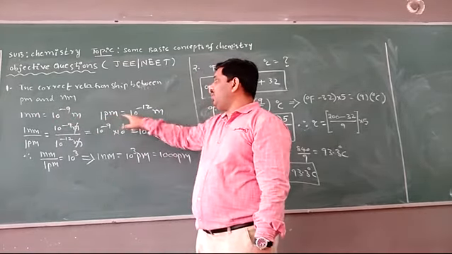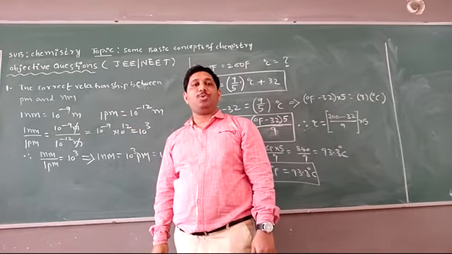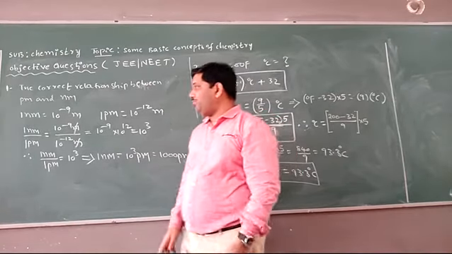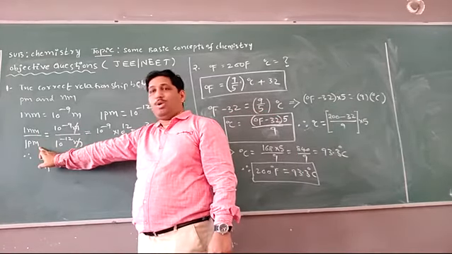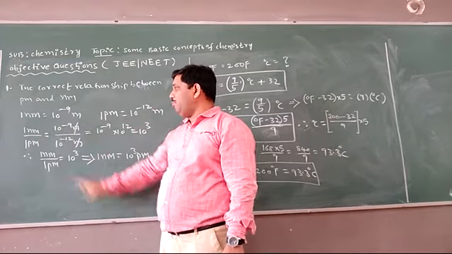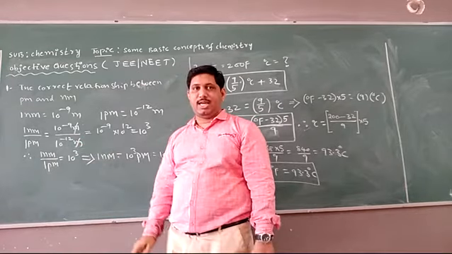1 picometer is equal to 10 to the power of minus 12 meters. Pico means 10 to the power of minus 12 meter. Therefore, 1 nanometer by 1 picometer, how much, students? Nanometer means 10 to the power of minus 9 meter, picometer means 10 to the power of minus 12 meter. Meter gets cancelled.